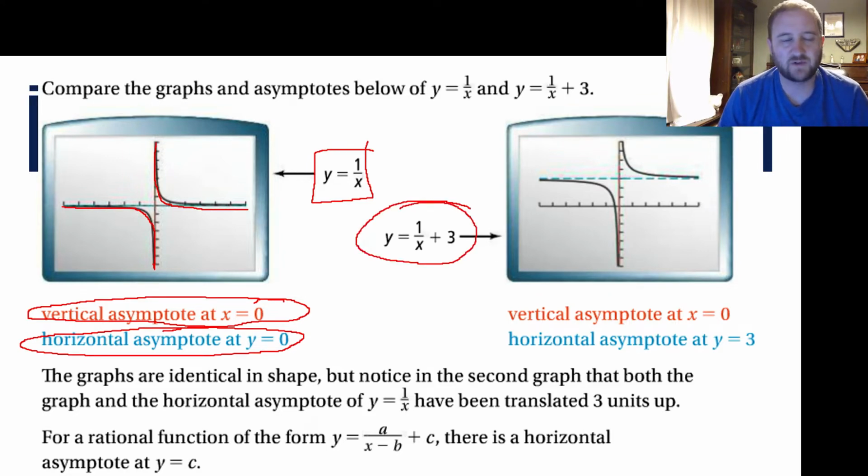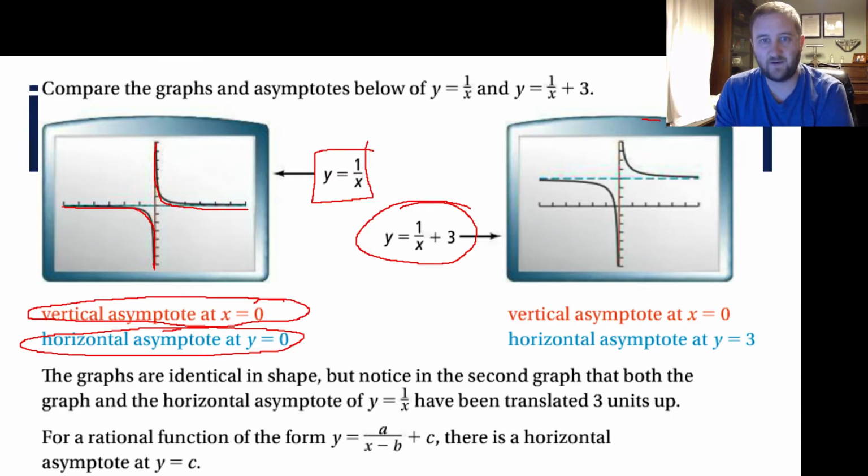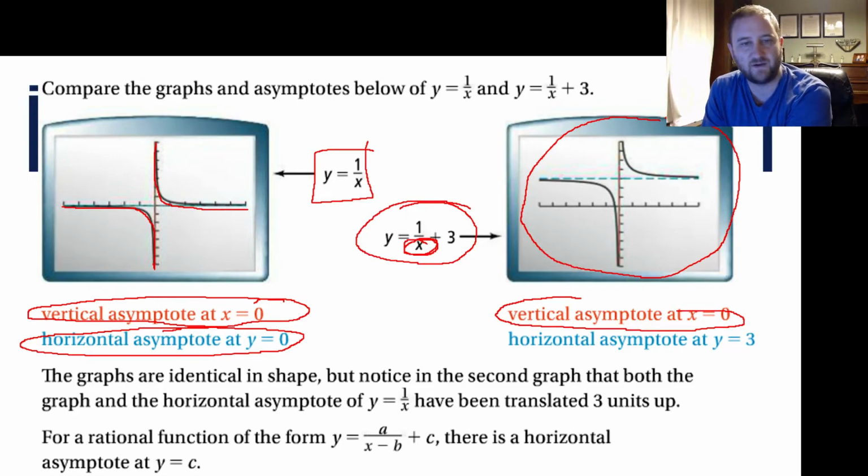Now let's look at this one. Here we've got y equals 1 over x, but then at the end we've got plus 3. What this does is change the horizontal asymptote. It's going to move our graph up 3 units. So you can see how it affects our graph here. Our vertical asymptote doesn't change. X is still 0 here for our undefined value. Our horizontal asymptote, though, goes up 3 units by adding 3 at the end.